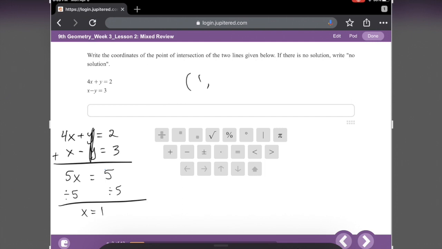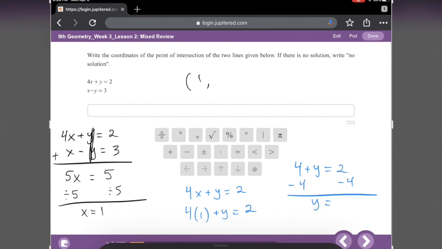Okay, so that's part of the solution. Our ordered pair is going to be 1 comma something. So to figure out what y is going to be, we can just plug in 1 for the x in one of the equations. So let's see, in the other problem we had 4x plus y equals 2. Okay, if we replace the x with 1, then we'll get an equation that just involves y. Okay, so 4 times 1 is 4, 4 plus y is equal to 2. Now if we subtract 4 from both sides, we get that y is equal to -2. Okay, and that looks like our solution.